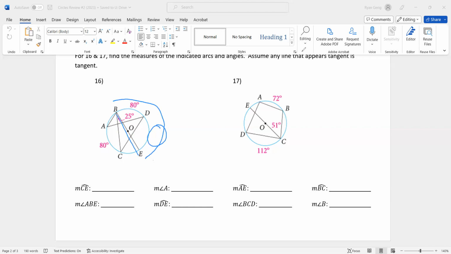I almost did. 17 is also lesson 5, dealing with inscribed angles. Arc AE, this one was actually on your notes. I see the inscribed angle of 51. If I follow it, I get to B. If I follow it, I get to E. So 51 doubled. This is 102. And then AE is what's left to get to 102 when I know AB is 72.